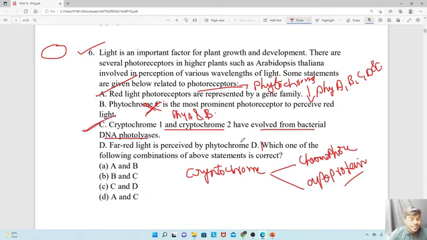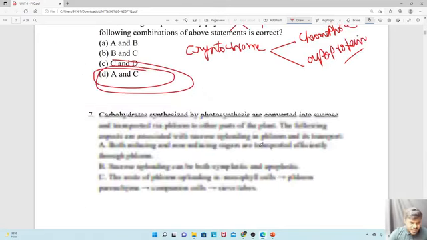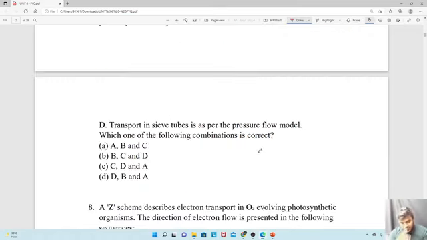Far red light is perceived by phytochrome D. No, not at all. Hence, the correct statements are A and C. Hence, friends, the answer will be D. That's good. Friends, if anyone is getting doubts, you can ask me immediately. I will resolve the doubts.